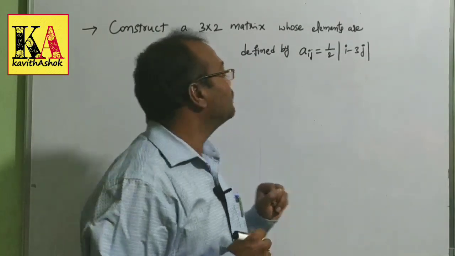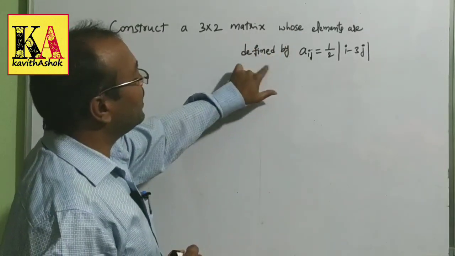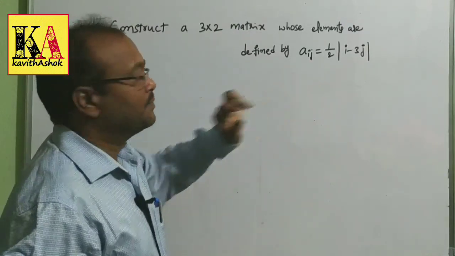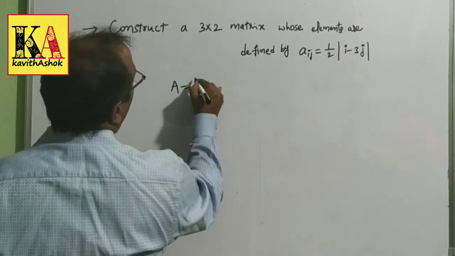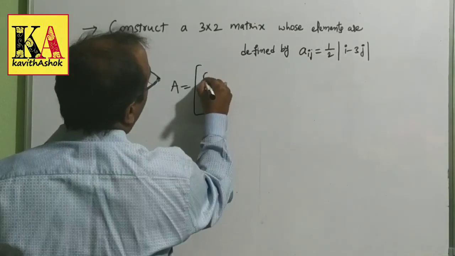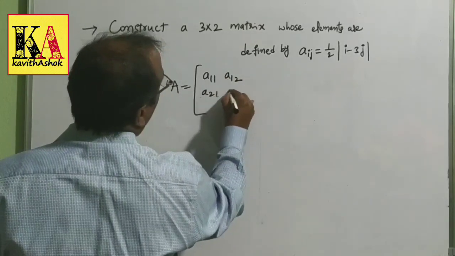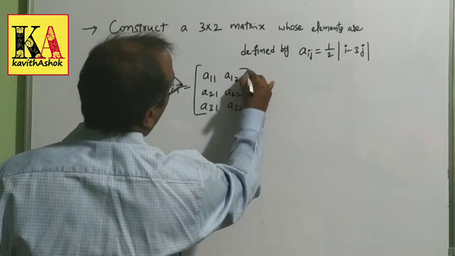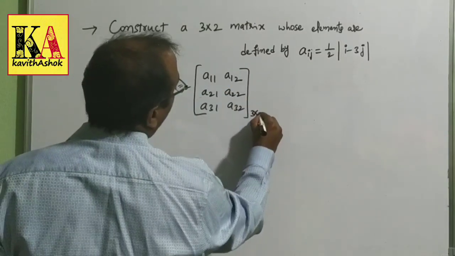Right. Next important question. Construct a 3 by 2 matrix whose elements are defined by aij is equal to half of mod i minus 3j. Right. First I am taking the matrix as A equal to, I am constructing a 3 by 2 matrix. 3 rows are there, 2 columns are there. So that's why a11, a12, a21, a22, a31, a32. How many rows are there? 3 rows and 2 columns. This is our required matrix.